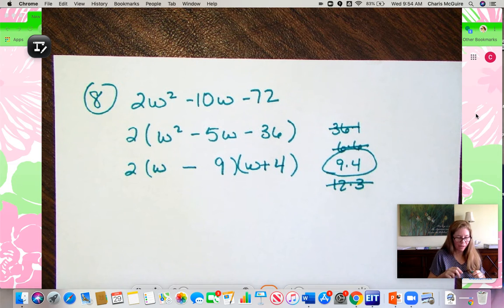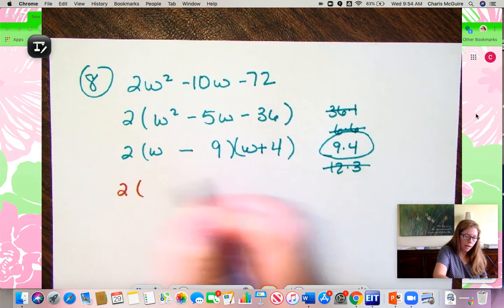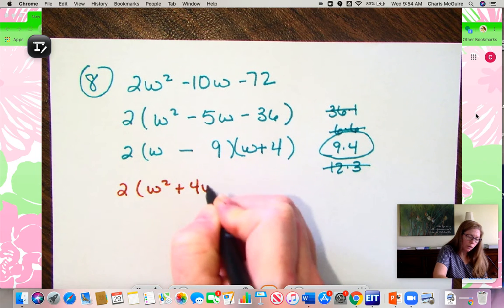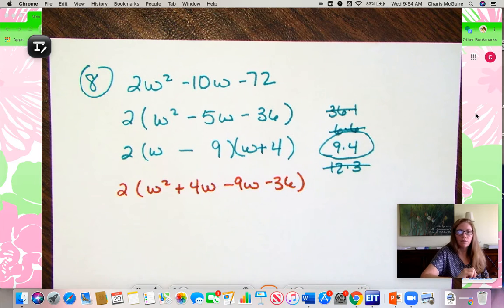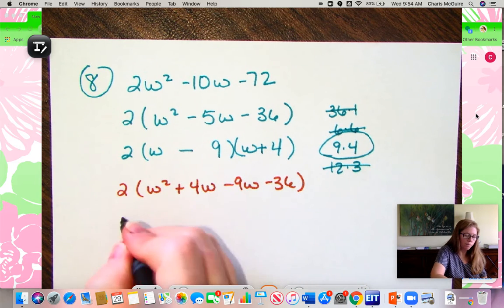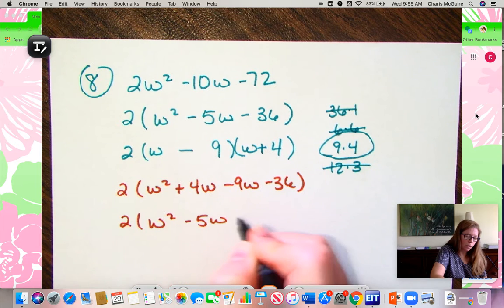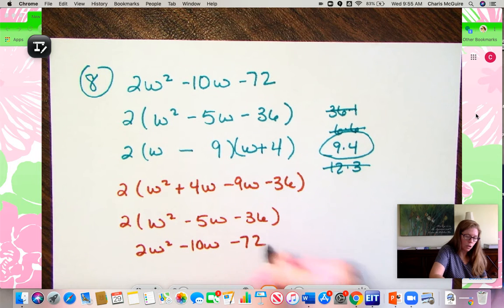Are you feeling better about your factoring skills? I hope so, because I want to see you be successful. Let me check this with you real quick. All right, so the 2 is going to stay on the outside. I have w squared plus 4w minus 9w minus 36. Get faster as these go on, right? So we've got w squared minus 5w minus 36, which is 2w squared minus 10w minus 72.